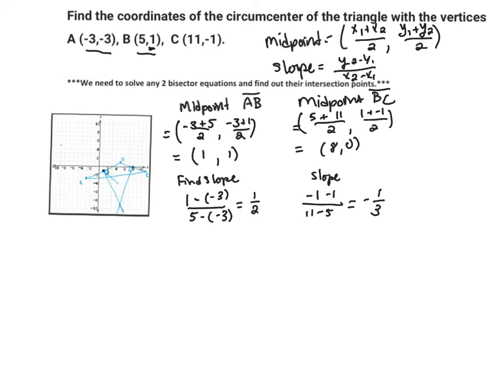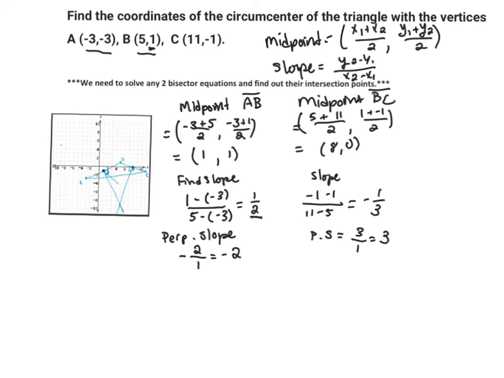Now we want to find the perpendicular slope, because we have perpendicular bisectors. We get that by taking the opposite reciprocal. So the opposite of 1/2 is negative 1/2, and then flip the numerator and denominator, so negative 2 over 1, or negative 2. And same thing here for the perpendicular slope: this is negative 1/3, so it becomes positive 1/3. Flip the numerator and denominator, and we get 3 for that slope.